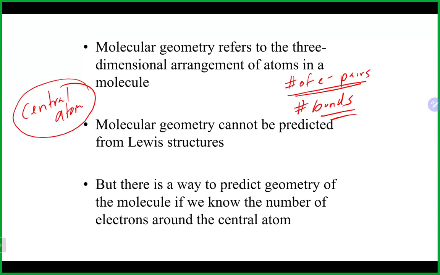Most of us, myself included, can't really visualize three-dimensional pictures in our heads of how everything is moving around. So with this stuff, it really comes down to memorizing the names that go with these combinations of electron pairs and bonds. Like 2 electron pairs, 2 bonds is linear, and just knowing it that way is probably the best way to learn the geometry.